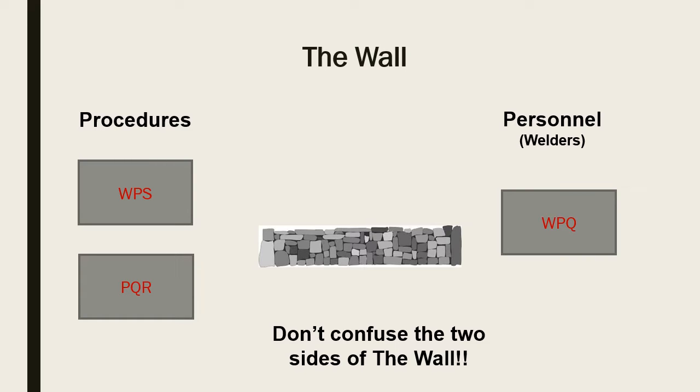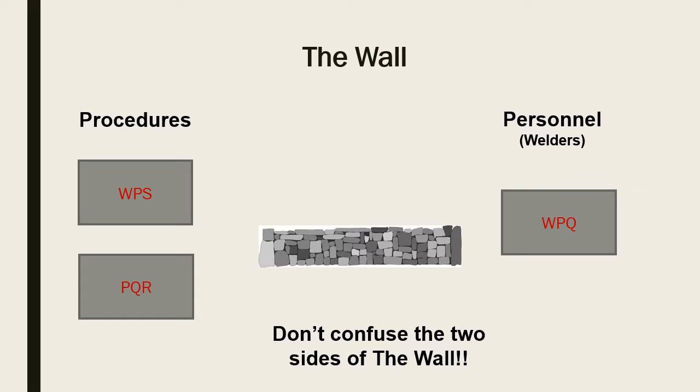Okay, when we're talking about qualification of welders and then WPSs and PQRs, there's a wall. Don't confuse the two sides of the wall. I stole this from Walt Spurko, who's the chairman of ASME Section 9. He gave me his blessings. I told him I was going to borrow his material. He was good with it.